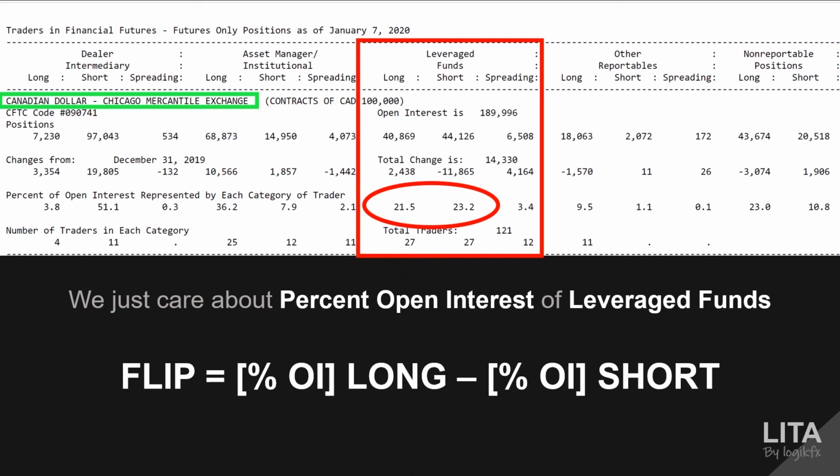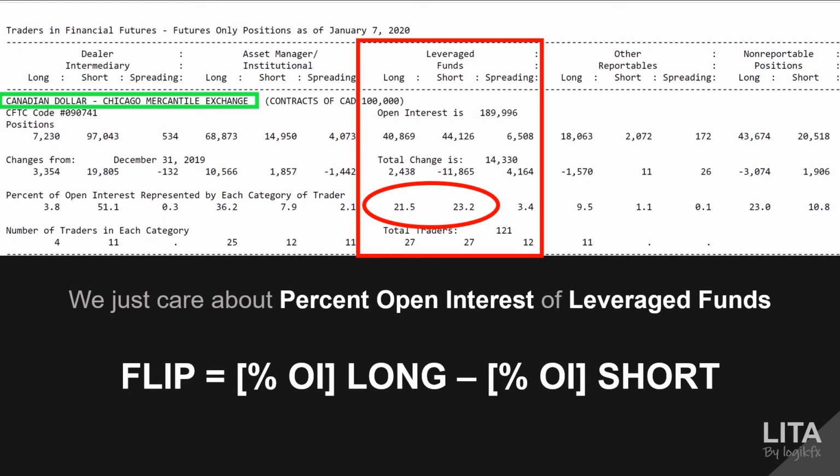So this is a COT report for the Canadian dollar. You can see that's highlighted in green on the left hand side over there. Looks messy, right? Let's break this down. From the left hand side, we have what we call dealers, asset managers, leverage funds, which is what we care about. I'll put a red box around those, other reportables, and non-reportables.